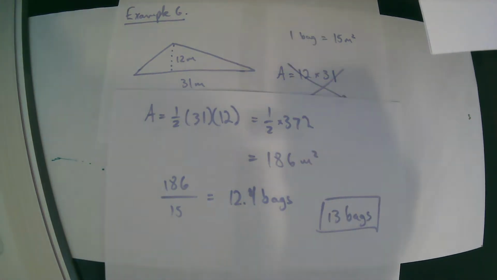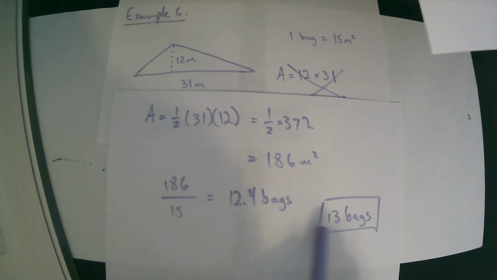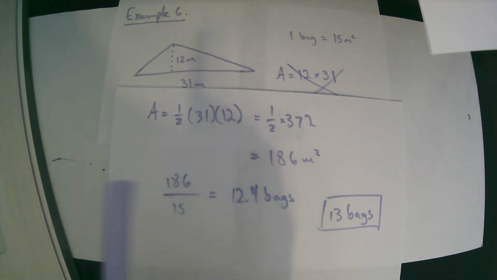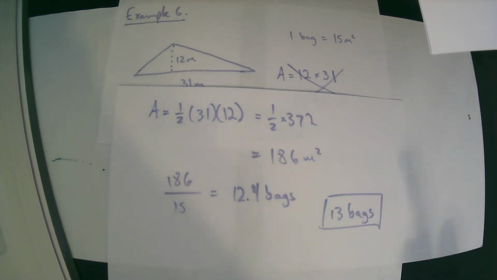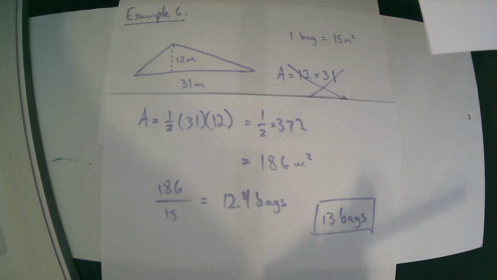So, you may say, why are you rounding up? That's a 4, shouldn't you round down? But in the real world where you can't buy decimal amounts, in this kind of situation you just got to step back and say, yeah, I need to round up to 13 because I still need this bit to be covered, and they don't sell fractional bags.